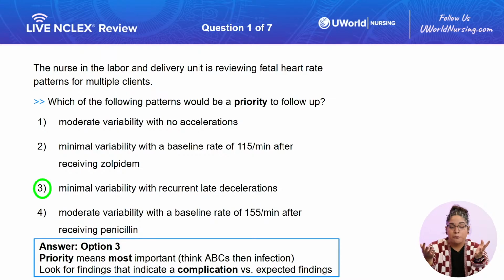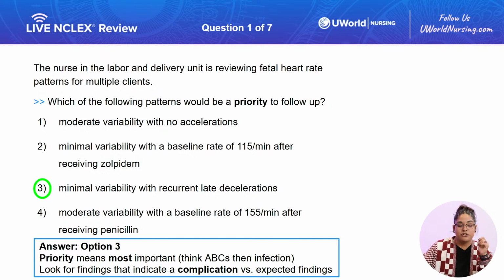Option 2, Zolpidem or Ambien, as you guys may know it. This is a sedative hypnotic that helps the mom sleep. So this is often given to our laboring mothers in early stages of labor, maybe to help for inductions and to help them sleep. And technically, this is a category 2 strip due to the minimal variability, but the fetal heart rate is 115, which is still in that normal range between 110 and 160. So we're going to keep an eye on this baby to see if it perks back up, but they're not our immediate priority.